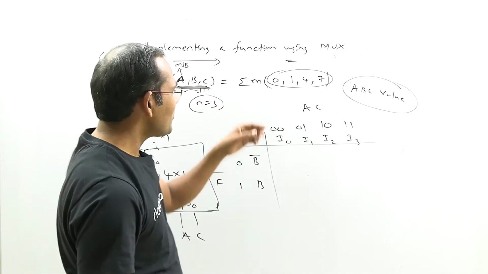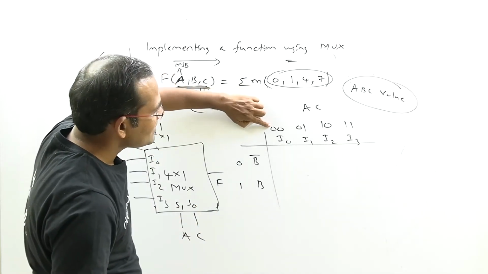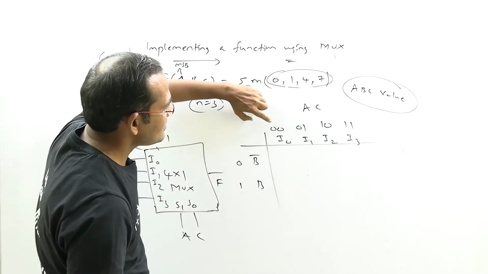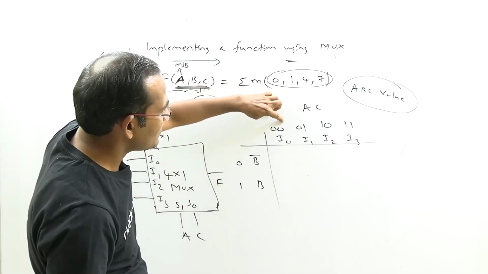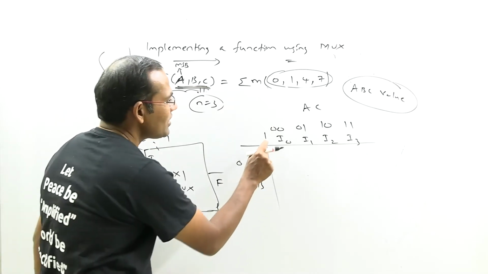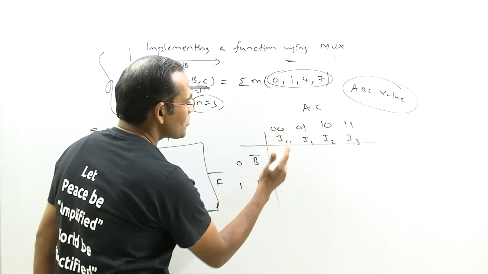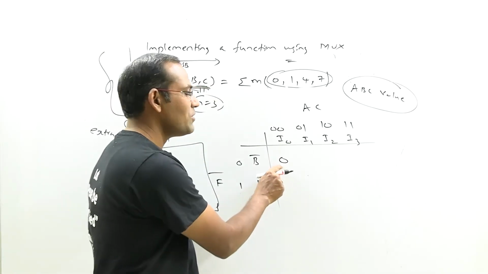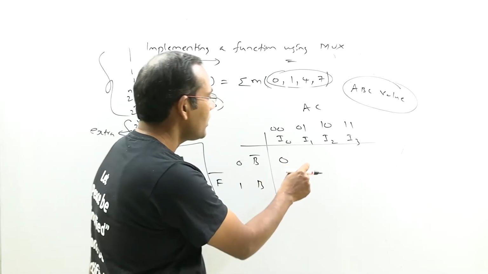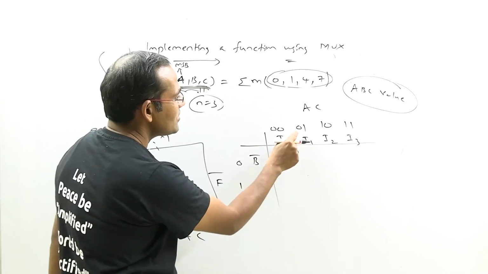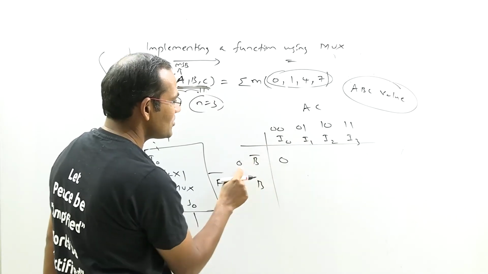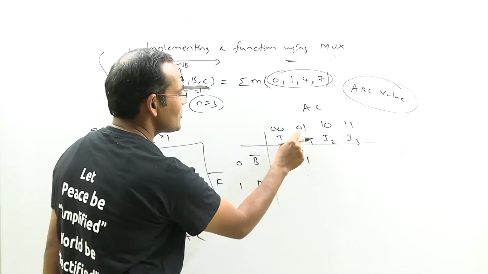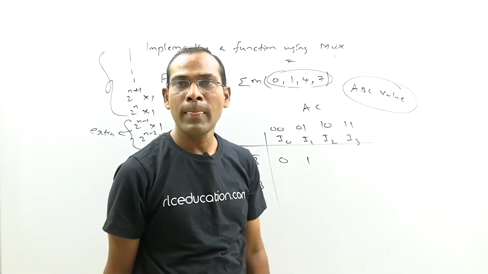If you observe carefully, this is the A value, this is the B value, this is the C value. So ABC will be 0, 0, 0. At this position, the ABC value is 0. At this position, ABC is 0, 0, 1, so that is 1. This is A, this is B, this is C.